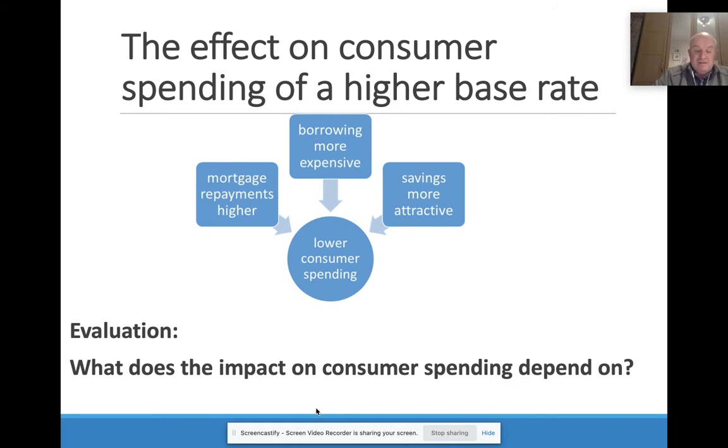So what does the impact on consumer spending depend on then? We've said that a higher base rate could affect all those things, but I want you to have a little think about what would be the level of impact on consumer spending, and what would that depend on? There is some space in your booklets to scribble down a few ideas on that, and then we'll take a look at how you might be able to evaluate that process very shortly.